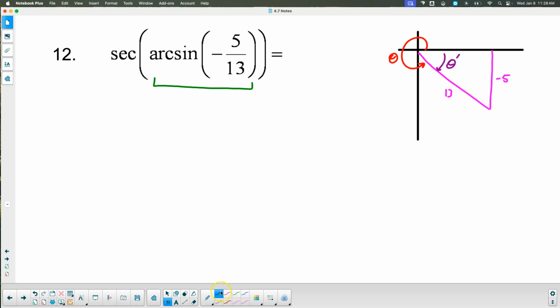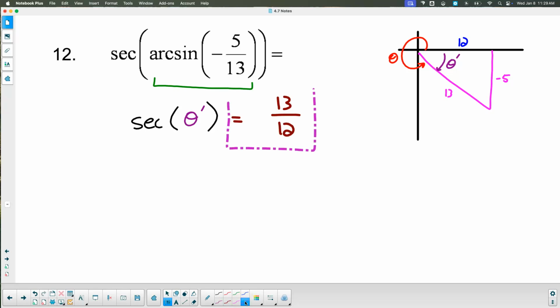So then this is going to be the secant of theta or theta prime. Secant is going to be the reciprocal of the cosine, or hypotenuse divided by adjacent. I get 13/12. Questions, comments, concerns, clarifications?